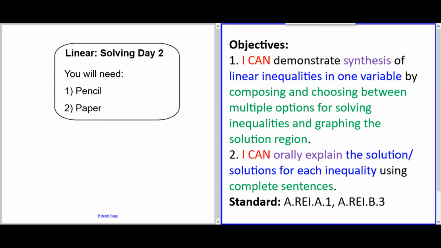Today we're going to go over some more solving. Today we're solving inequalities. You will need a pencil and a piece of paper. And our objectives for today, already mentioned, we're going to be able to solve inequalities and graph the solution region. And then your language objective is to be able to orally explain the solution or solutions for each inequality.